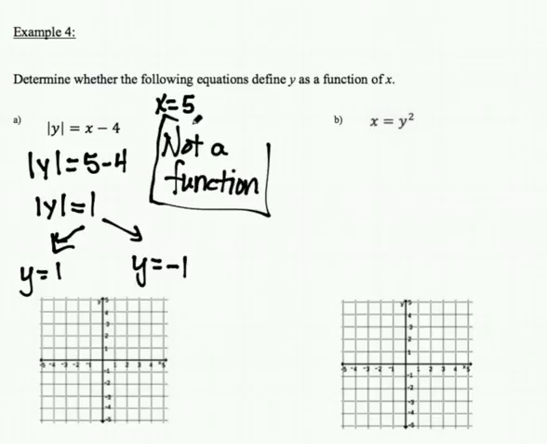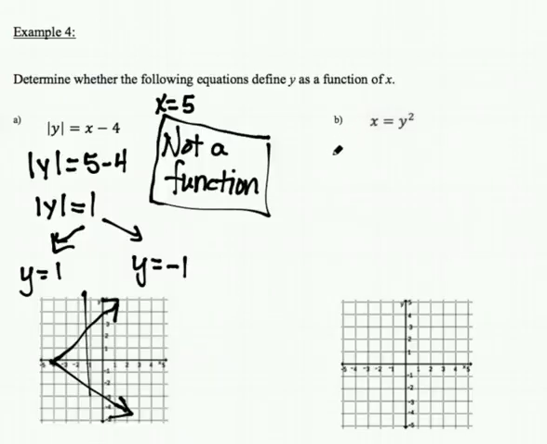Now, just so you know, the graph of an absolute value of y is going to be a V turned on its side. So this graph actually looks something like that, okay? And we can tell that it does not pass the vertical line test.